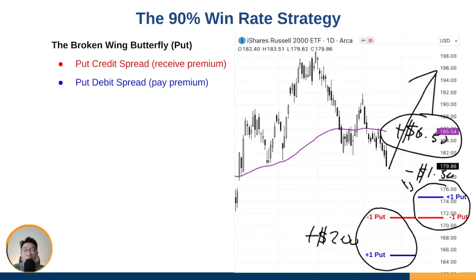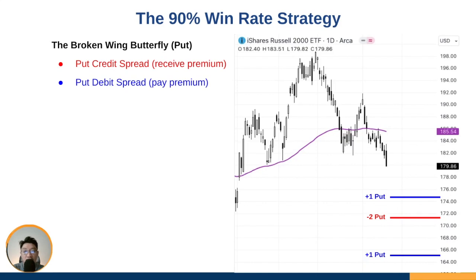So this is how I would suggest that you look at the broken wing butterfly, because it's pretty simple: use a put credit spread to finance a put debit spread. If you combine these two together, this is how you get the broken wing butterfly.